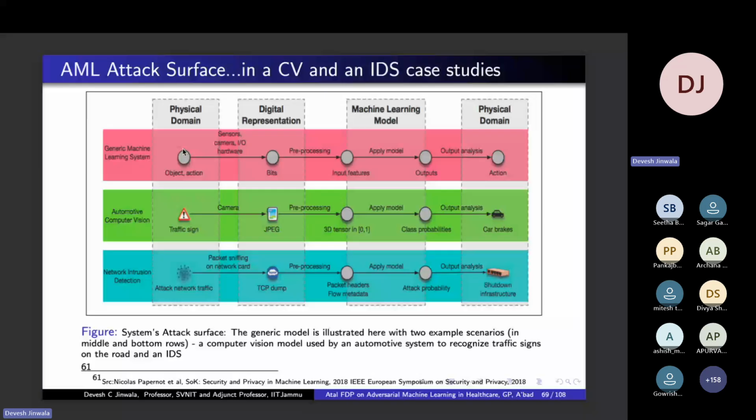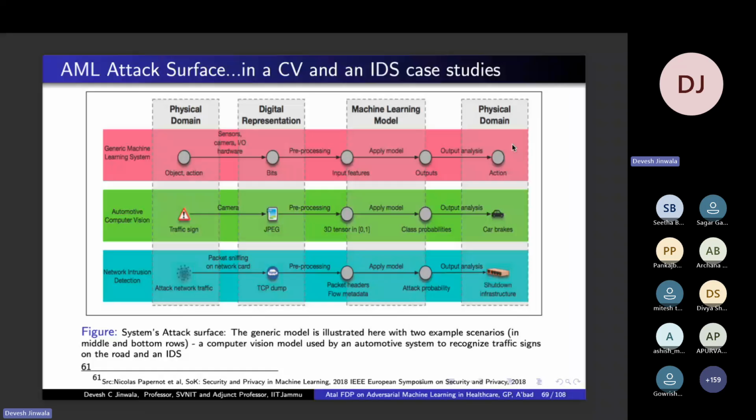Why I said this is a beautiful diagram: it shows, for a generic machine learning application, what the operational components are. There is an object, there are some actions, there are sensors or cameras or IO hardware converting them to bits, digitizing those, doing some pre-processing, noise removal, identifying features, applying features with the model, applying the model, and doing whatever the machine learning task is, classification or prediction or regression, whatever it is. And then taking some action in the physical domain appropriately.